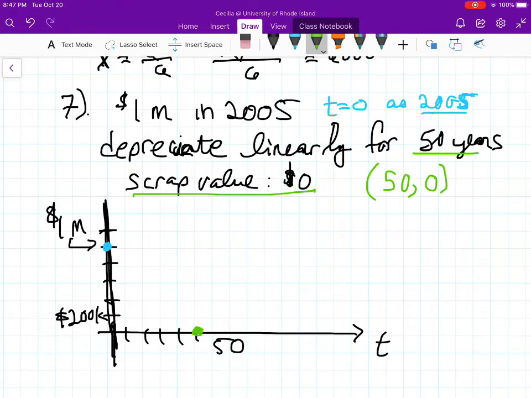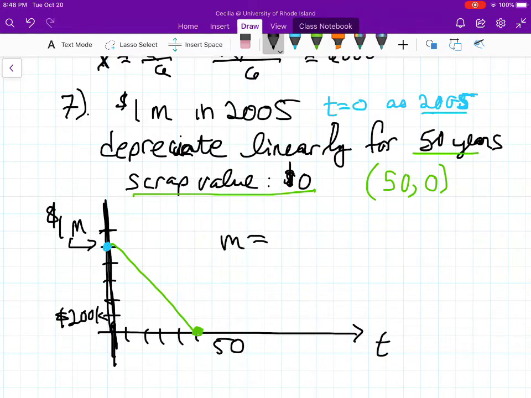And now we can connect these two points. This is our function for the linear depreciation of this building. This is a sketch of it. We still need to figure out what it is. This is just to help us get an idea of what it is we're trying to do with this word problem. So let's go ahead and, first of all, get the slope of this line.